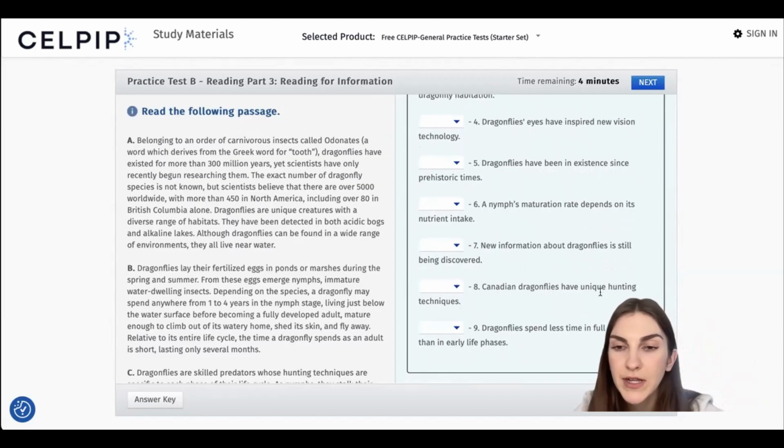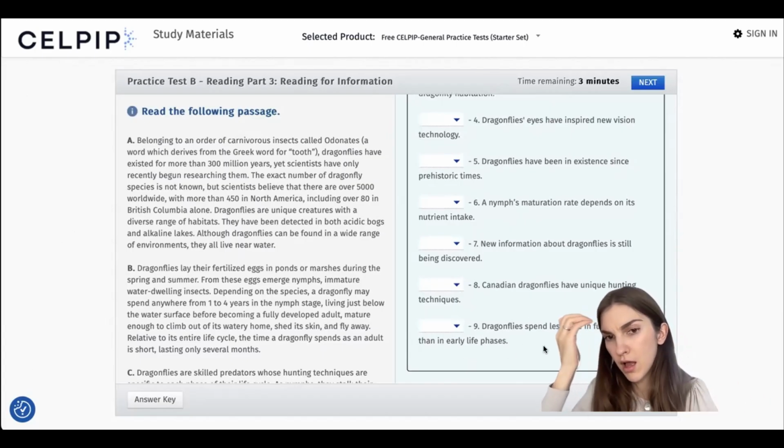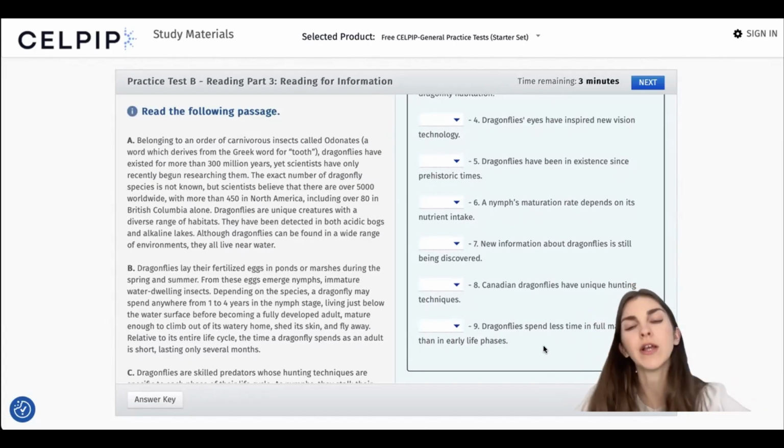Canadian dragonflies have unique hunting techniques. Something will be particular about Canadian dragonflies. Dragonflies spend less time in full maturity than in early life phases. So they're old for less time than in early life, so there are more young or growing dragonflies than old dragonflies.